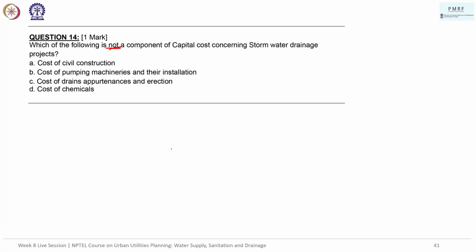Mind you, it's not a component of capital cost. Any answers? Civil construction. Sorry? It's A. Okay, we have one answer, A. In the chat box, we have two answers, D. So the answer is actually B.